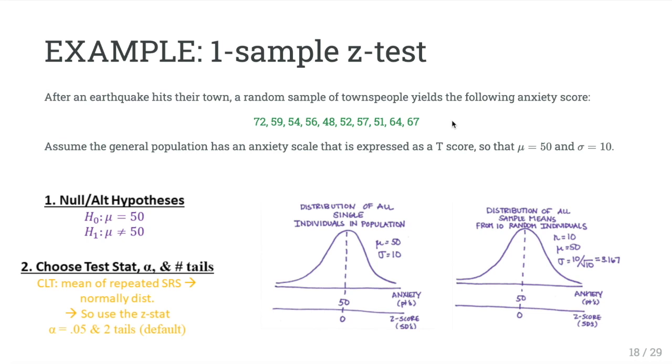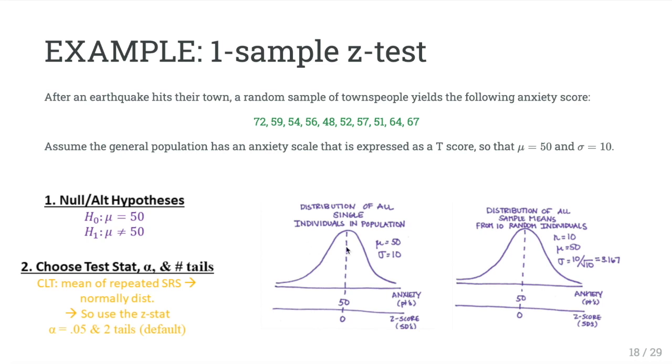The reason why we would use a z-stat is it's normally distributed, and we know the population comparison mean and standard deviation. If we don't know one or either of these, then we're going to have to use a different test. So here we can use a z-test. So you can see what the distribution looks like.